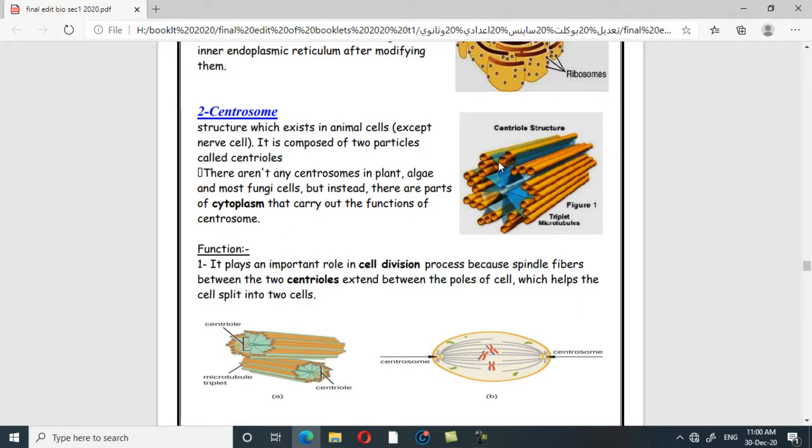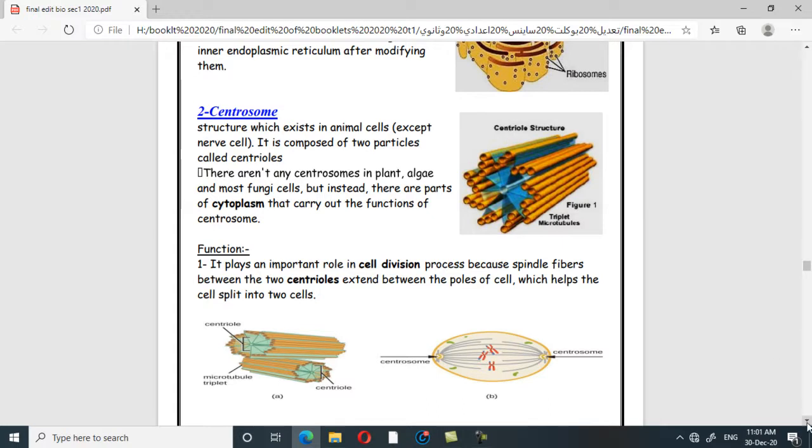If you multiply the 3 tubules of each triplet by 9 groups, 3 times 9 equals 27. So each centriole inside the centrosome contains 27 microtubules, and if you want to calculate the number of microtubules in the centrosome, it is 27 multiplied by 2. Why? Because each centriole consists of 27 microtubules, and the centrosome contains 2 centrioles.